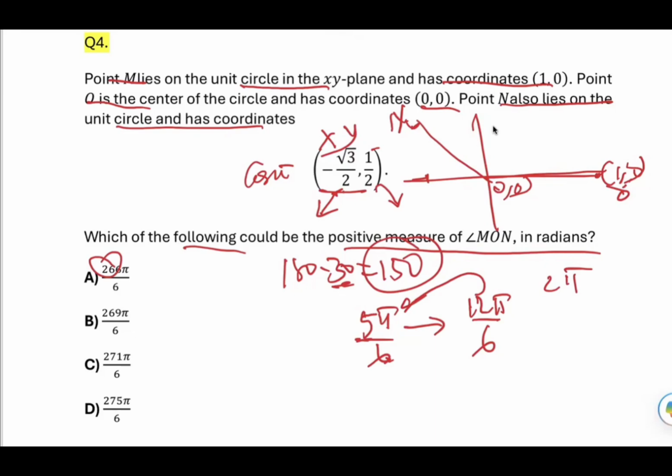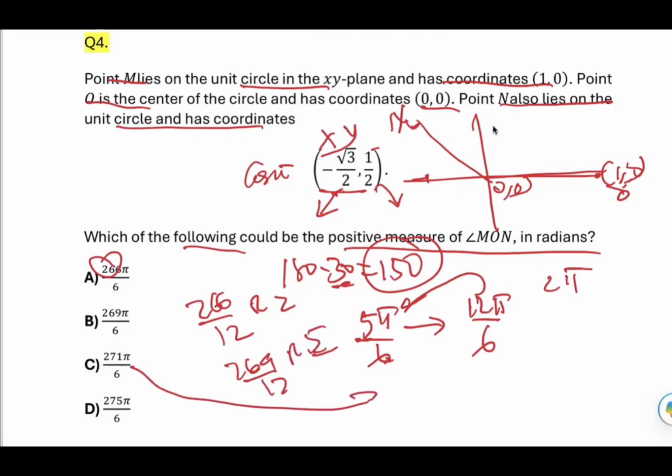So evaluate each answer choice based on 5 pi over 6. You take the first number, 266, divided by 12. And then what is the remainder? You should get remainder 5. This will give you remainder 2. It's the wrong answer. If you take the second one, 269 over 12, you're going to get remainder 5. That's your right answer. The third one, you're going to get remainder 7. That's not your right answer. And this will get remainder 11. Do it and see. 12 times that number, because you cannot go into it perfectly, but your remainder should be equal to your answer, 5 pi over 6. If it's not 5 pi over 6, it's a wrong answer. Therefore, B is our choice. This is how you do the unit circle.